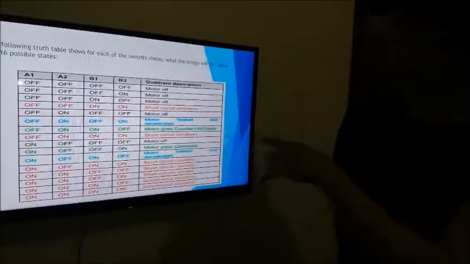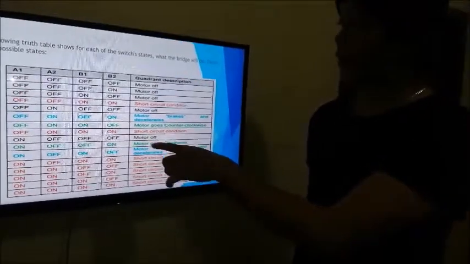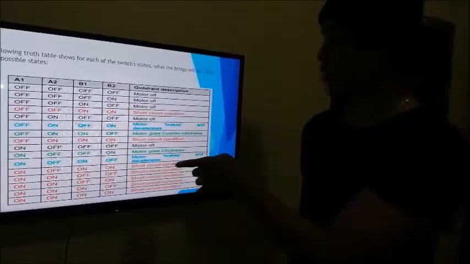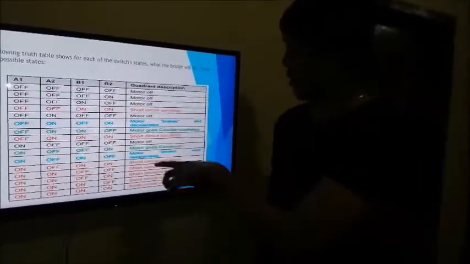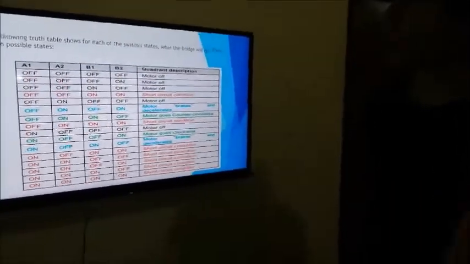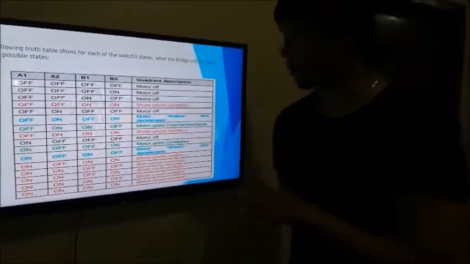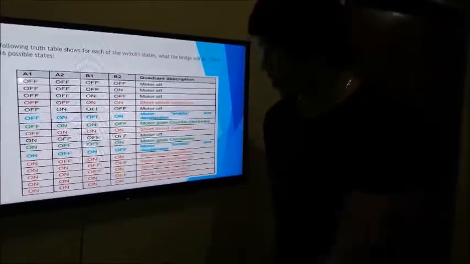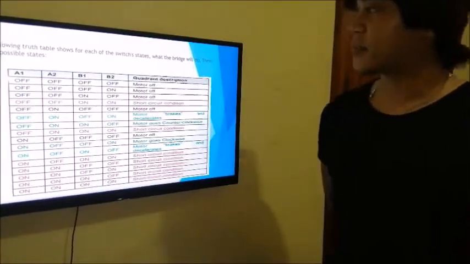Then off, on, on, on: short circuit condition. Then on, off, off, off: motor off again. Then on, off, off, on: motor goes clockwise. Then on, off, on, off: motor brakes and decelerates. Then on, off, on, on: short circuit condition, then the rest, short circuit condition again. So that's all.